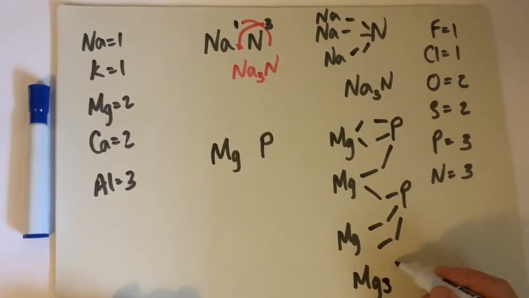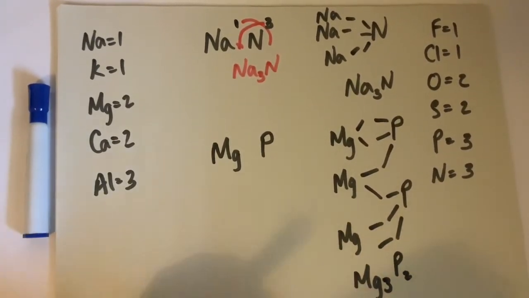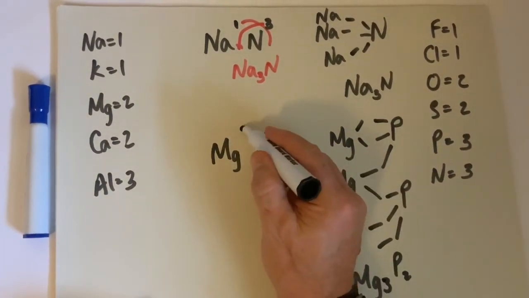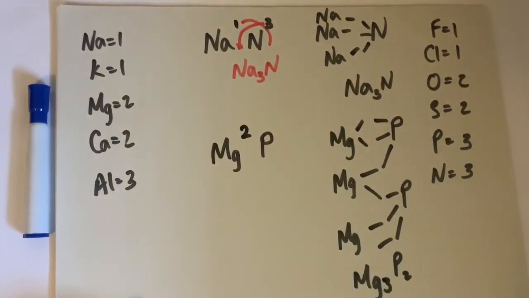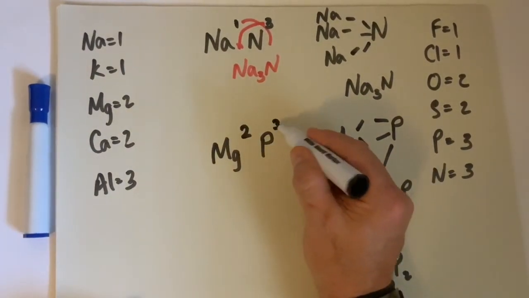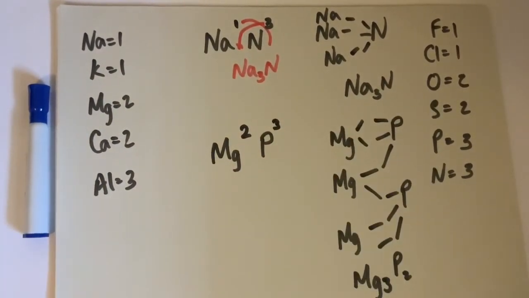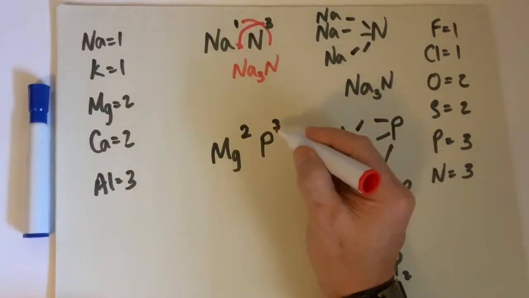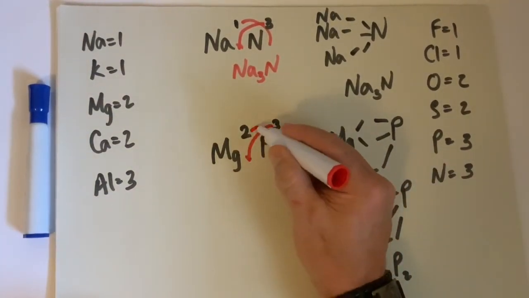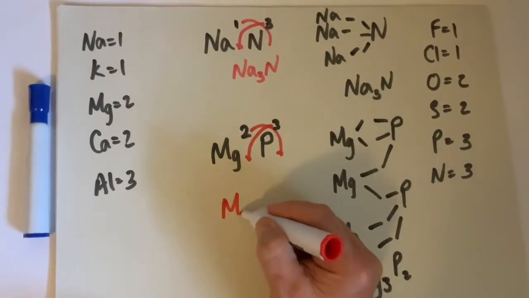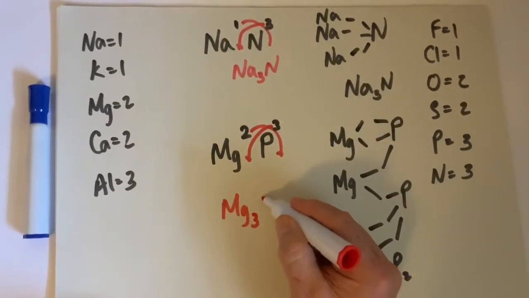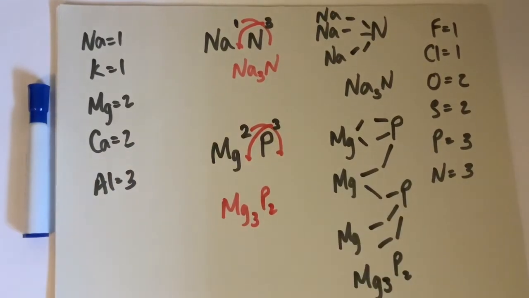Mg3, P2. If we do it by the valence crossover method, as we go here, valence for magnesium is 2. Valence for phosphorus is 3 because it's in group 5. Cross those over. Mg3P2. Not overly hard.